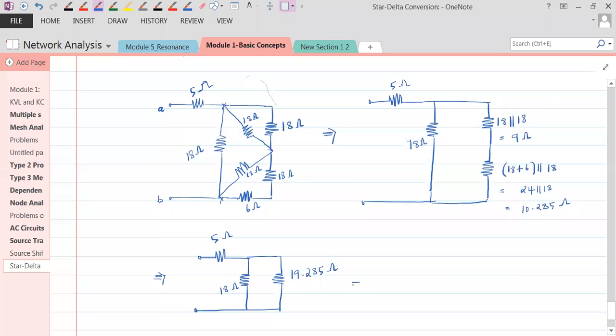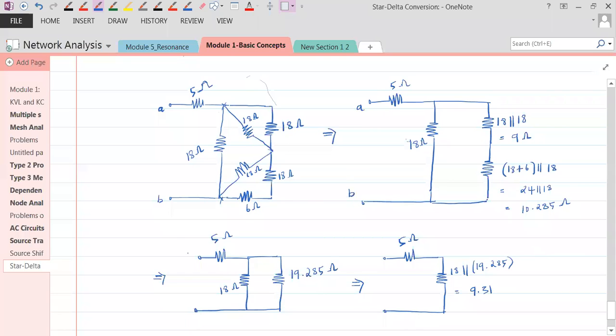So how would this reduce now? This would reduce into this, 5 ohms is anyways going to be there. Now, what is this combination? This is 5 ohms. This is 18 parallel 19.285. So what would this be? I have calculated that. You can just take it down. That is going to be 9.31. Okay, and how are this 9.31 and 5 ohms connected? They are connected in series.